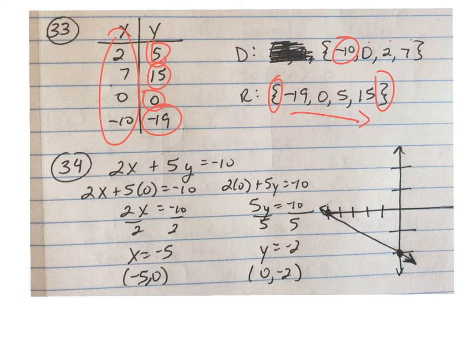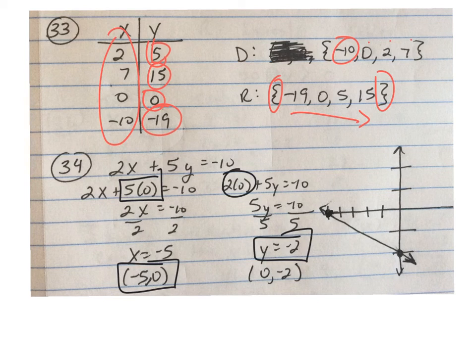Number 34, I used my x and y intercepts. I plugged in 0 for y and found x. So that's -5, 0. Then I plugged in 0 for x and found y. And so at 0, -2, you connect them, and there's your graph.